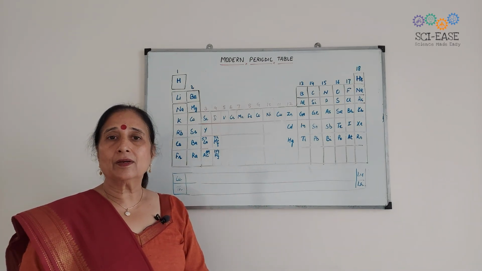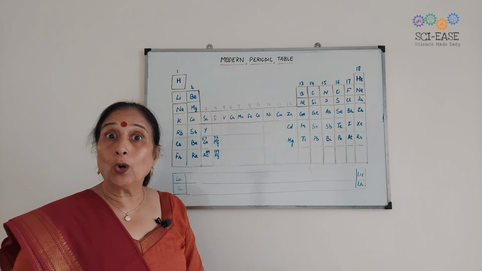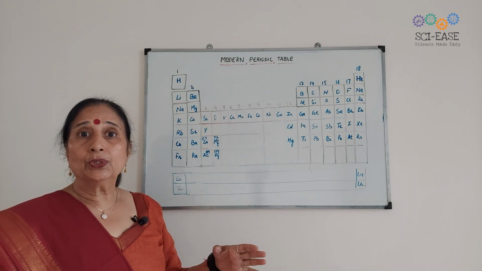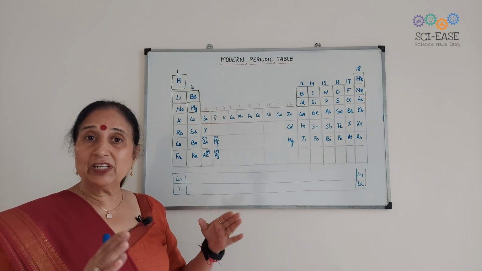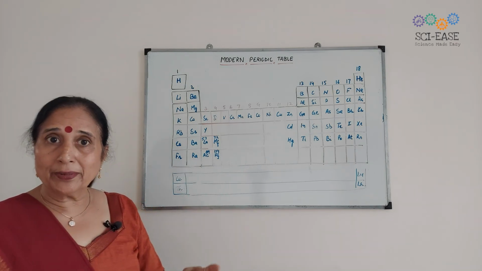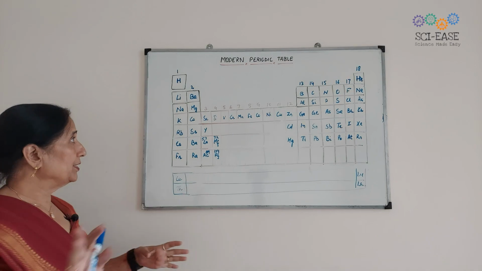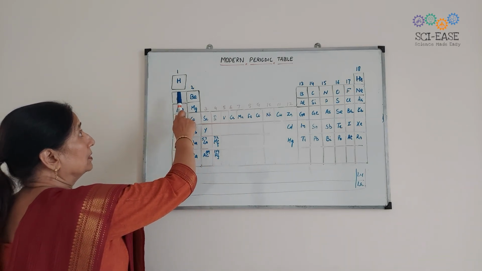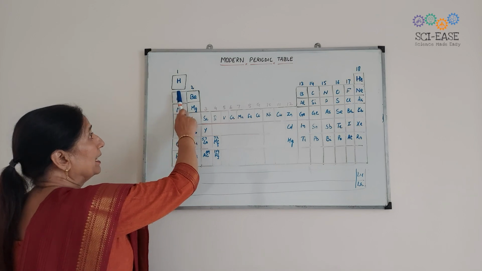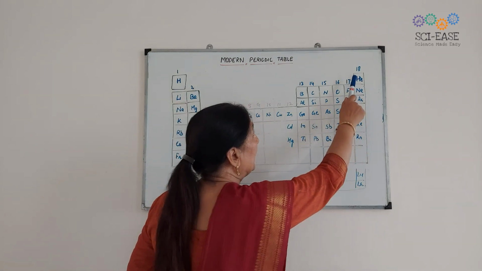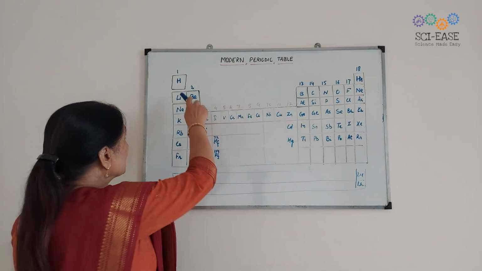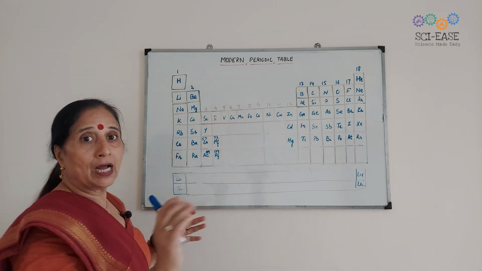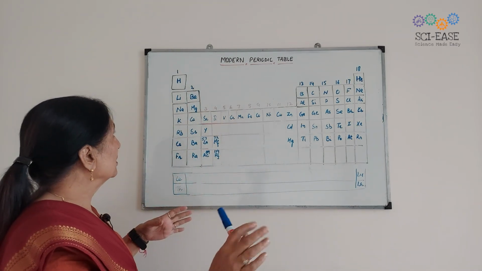In class 10th, you are not to remember all the elements. Okay? I will tell you which groups, which elements you are to remember, that I am going to tell you. Now, this is the long form of the periodic table in which there are 18 groups, means 18 vertical columns. I have drawn 18 vertical columns.